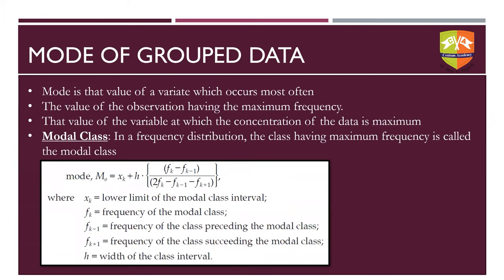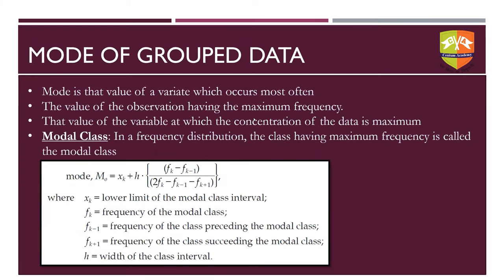Now, finally, the mode. As Aryan was mentioning, the number or variable which appears the most number of times is called the mode. What is mode? The value of the variate which occurs most often. So the example of that will now be applicable over here.